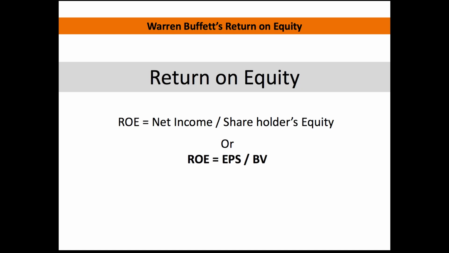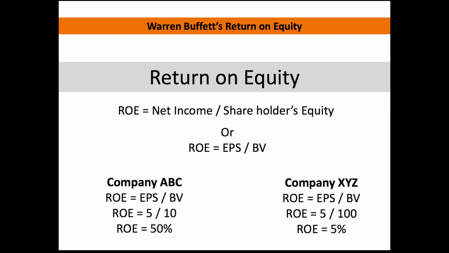So when we look at our equation for return on equity, the return on equity is the net income divided by the shareholder's equity. And as you know, net income, when you break that down into a per share basis, is your EPS. And when you take equity and put it on a per share basis, that becomes book value. So your ROE is really just your EPS divided by your book value.